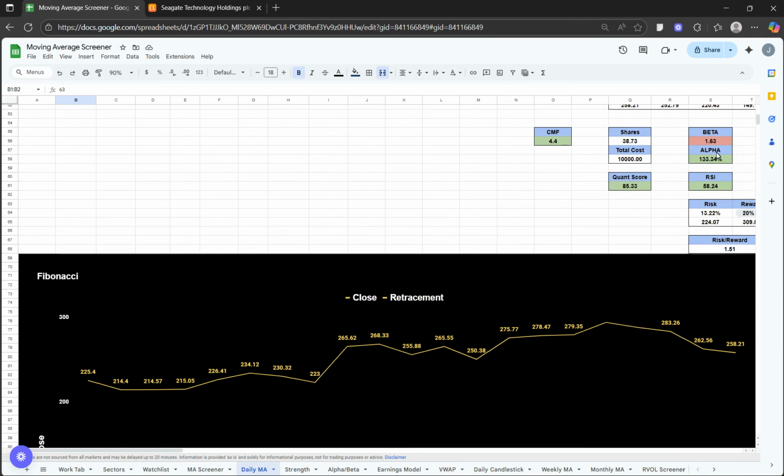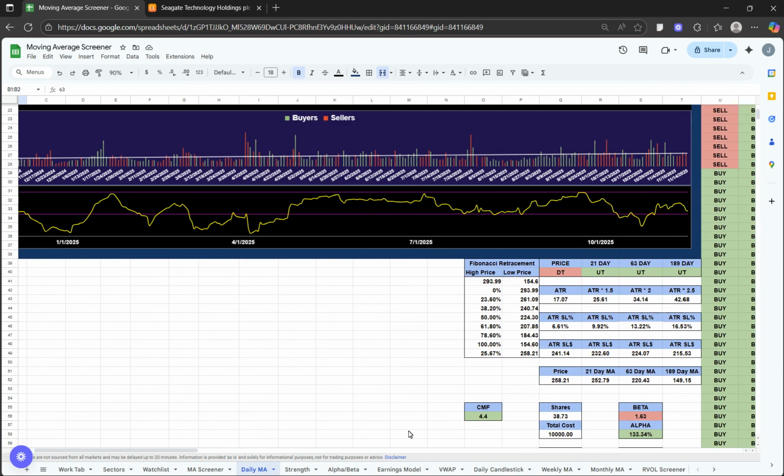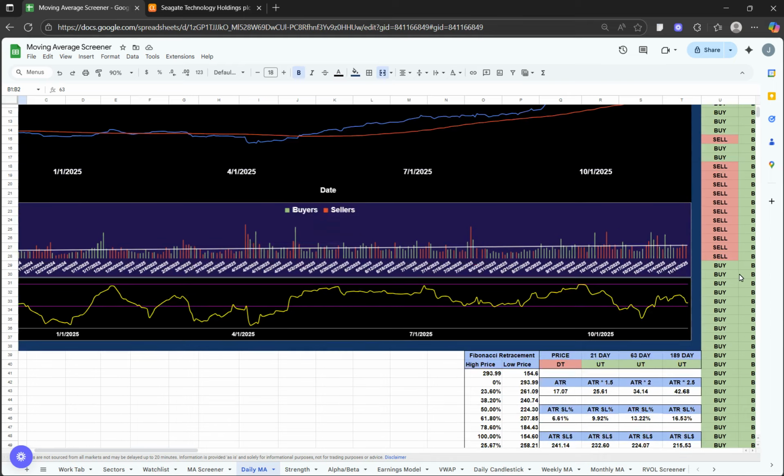We're above the 50 RSI. We have alpha 133%, 1.63 beta, and it's in accumulation. These are your guide for stop losses for ATR percentages, and then those prices. The ATR 1.5, 2, and 2.5 times.